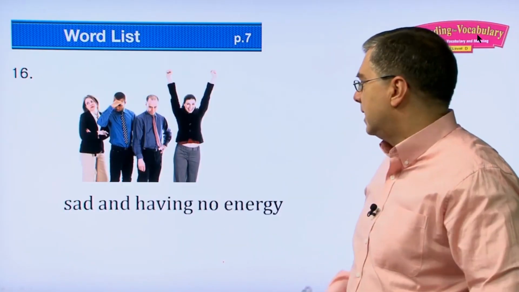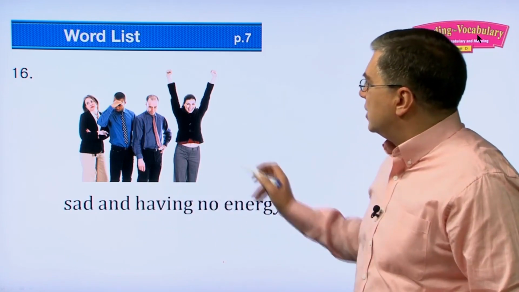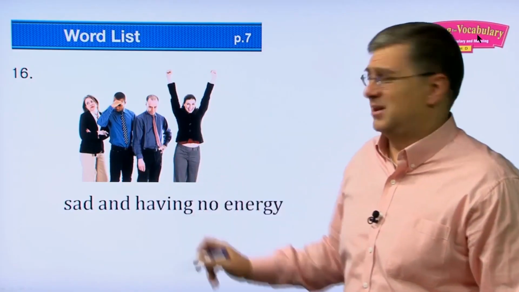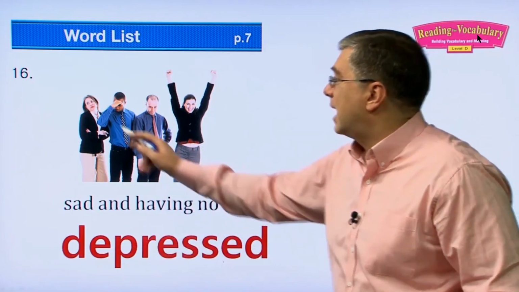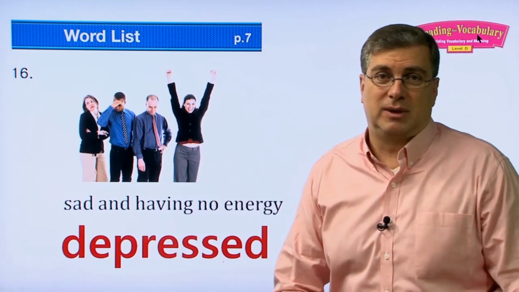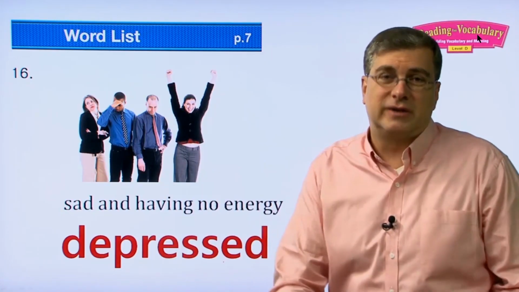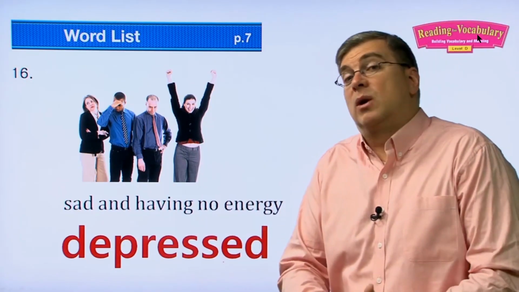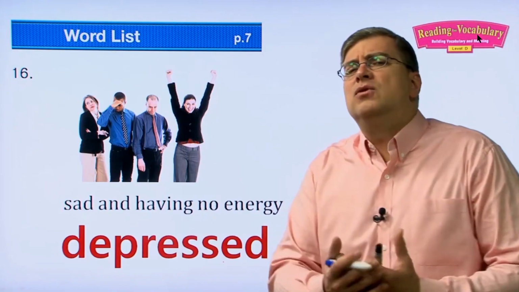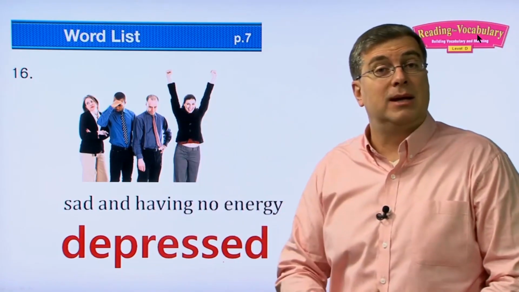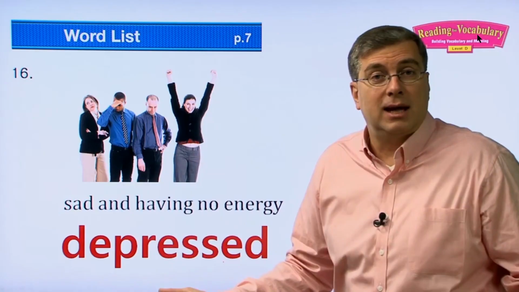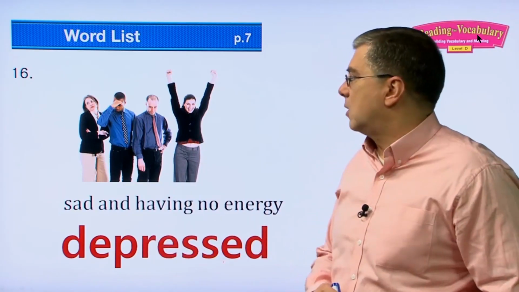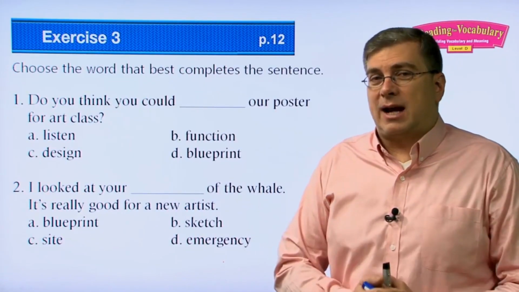Okay. Next one is sad and having no energy. This person is happy. She has a lot of energy, but these people are not. They're sad. What's going on? They are depressed, right? They're sad about something. If something happens and it makes you sad, or it makes you feel not very good, we can say that you are depressed. I hope that you don't get depressed. If you do get depressed, just think about the happy side. Just think, tomorrow is a new day. Something good will happen. So hopefully we aren't depressed very long. Okay. Now, let's begin with the exercises, okay?